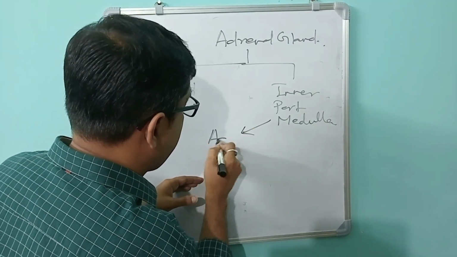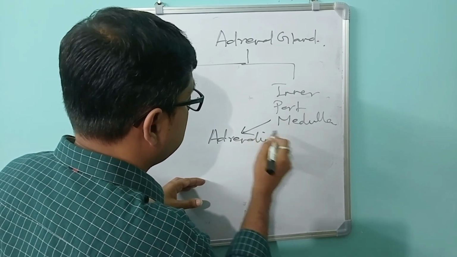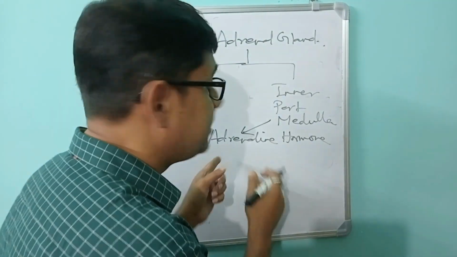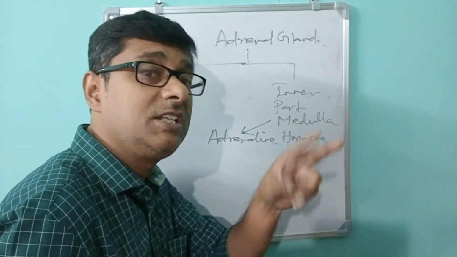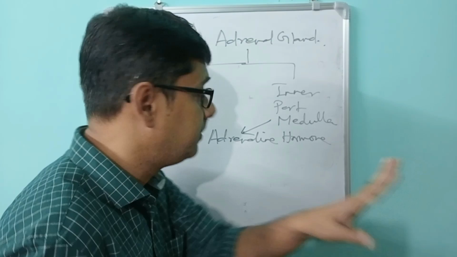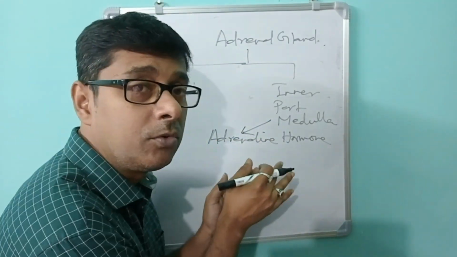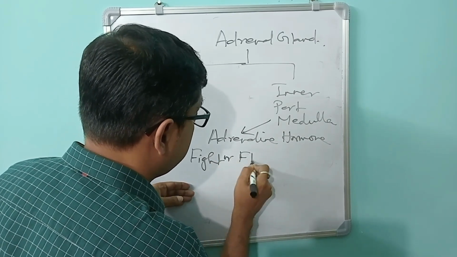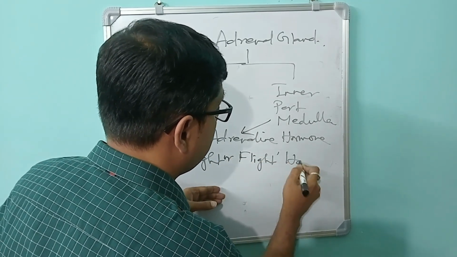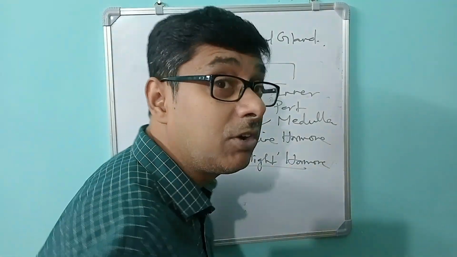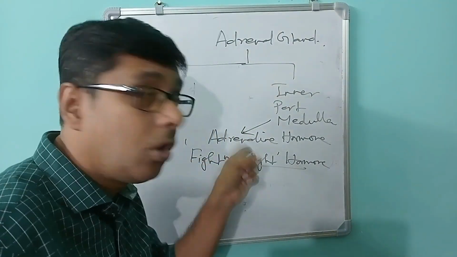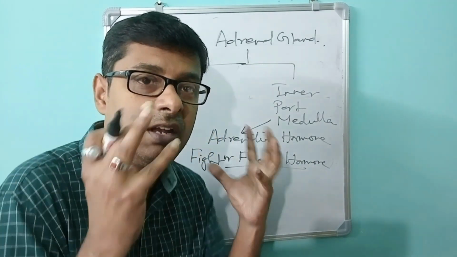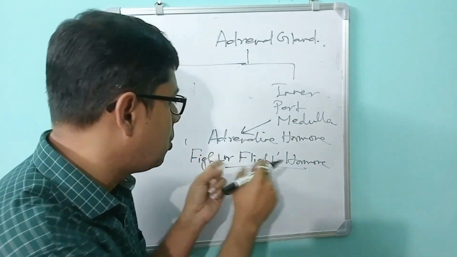Very important, adrenaline hormone. Mainly this hormone is the adrenaline. Another name is adrenaline or epinephrine, and another hormone is released, noradrenaline, which is also called norepinephrine. So adrenaline or epinephrine, this is the main hormone. This is called fight or flight hormone. Very important. Which is our fight or flight hormone? This hormone is released when we are in stressed condition, when we are in fear, when we are in anxiety. This hormone is released.